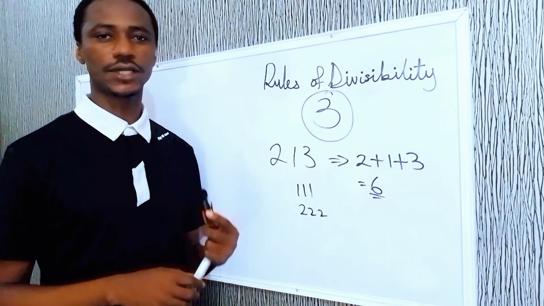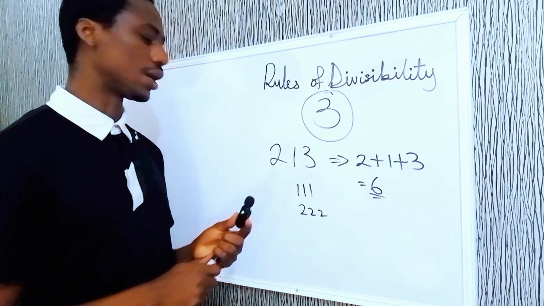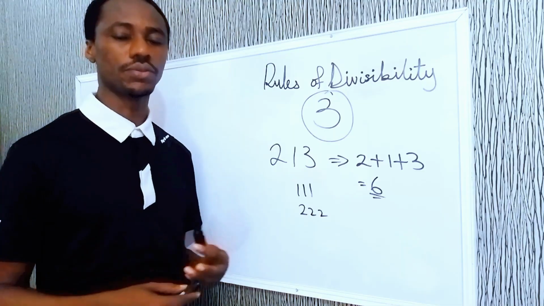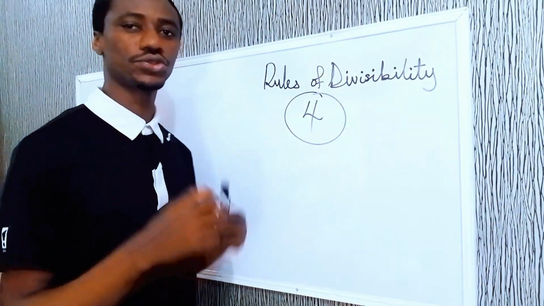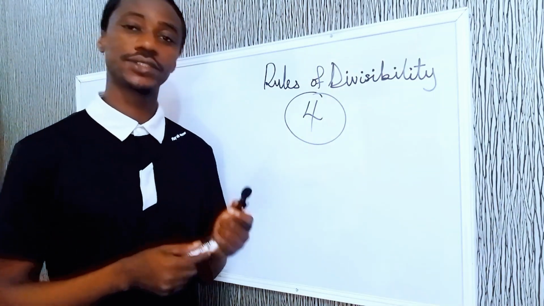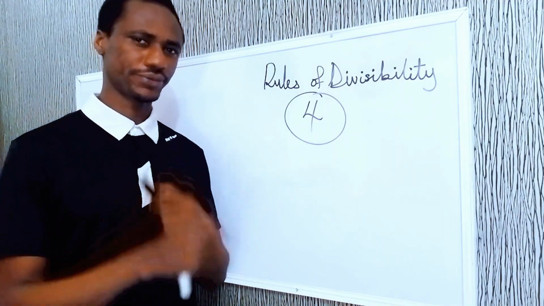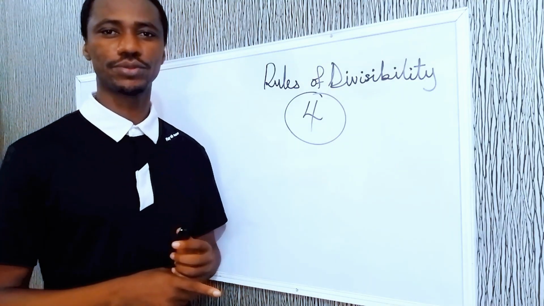Add all the digits together and check if you have a multiple of 3. And once you do, you know the number is divisible by 3. So now on to 4. Divisibility of 4. How do you know a number is divisible by 4?